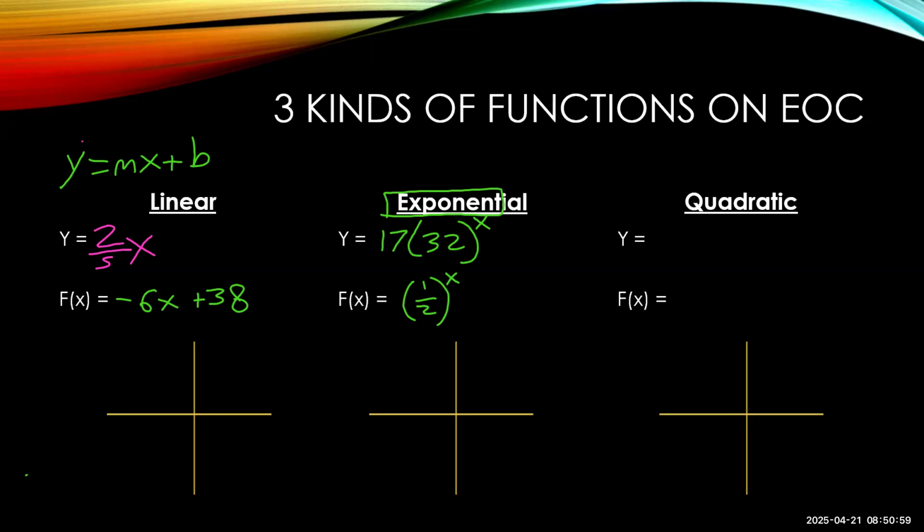Now, linear graphs are always a line. They look like, say, that. Exponential graphs look like this. All right.